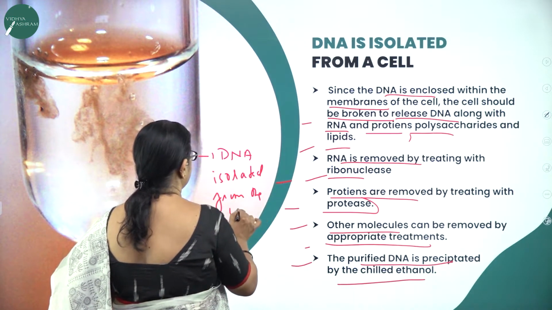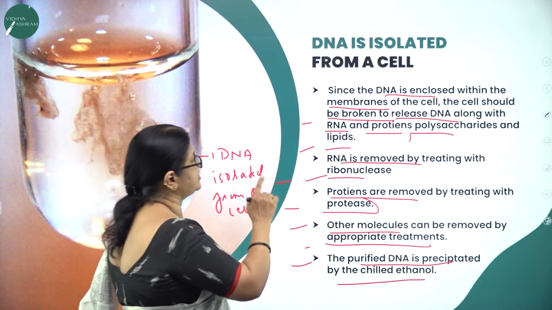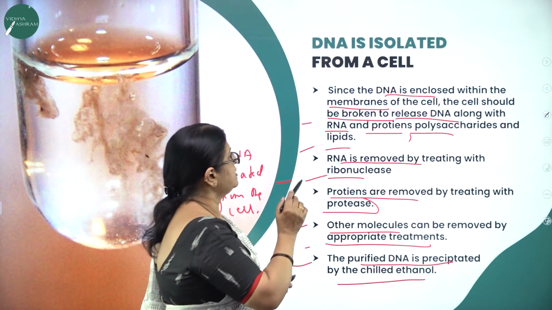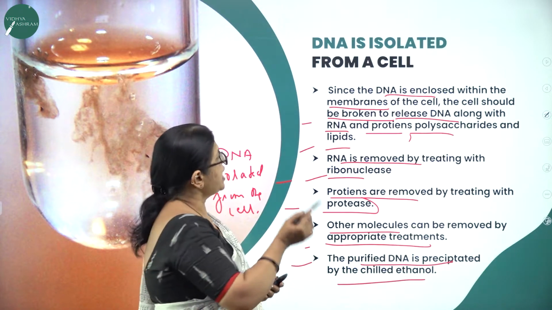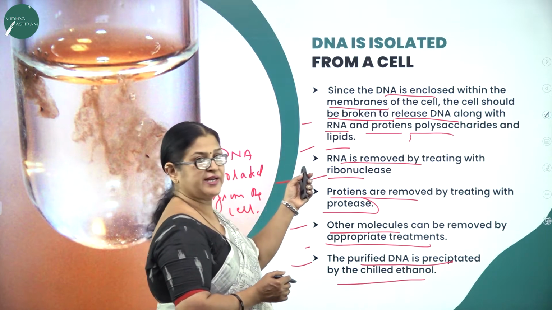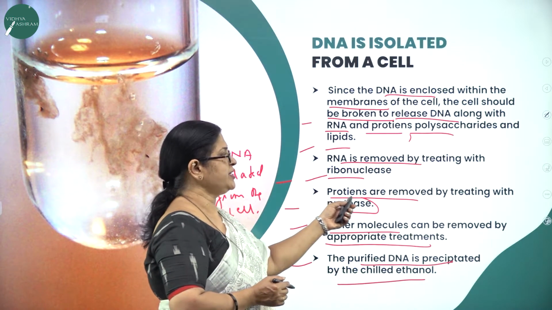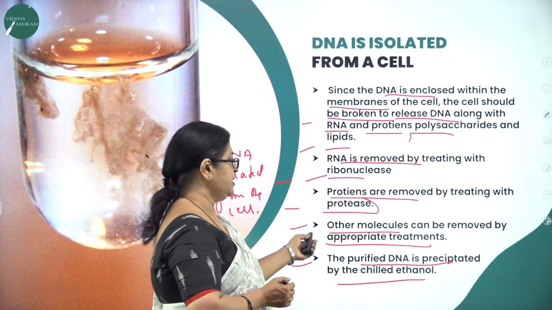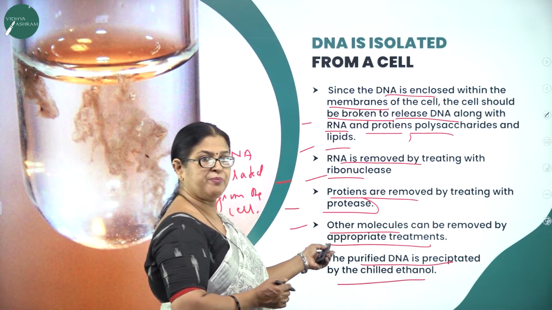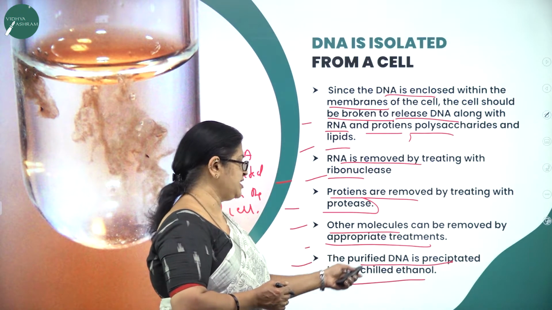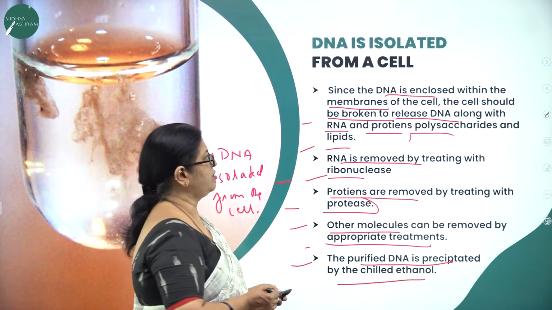Since the DNA is enclosed within the membranes of the cell, it should be broken to release DNA along with RNA and proteins, polysaccharides and lipids. So RNA is removed by treating with ribonuclease. Proteins are removed by treating with protease. Then other molecules can be removed by appropriate treatments. Then the purified DNA is precipitated by the chilled ethanol.